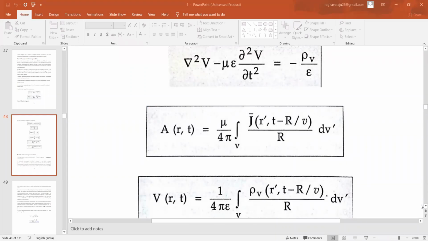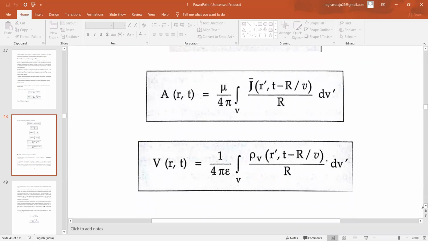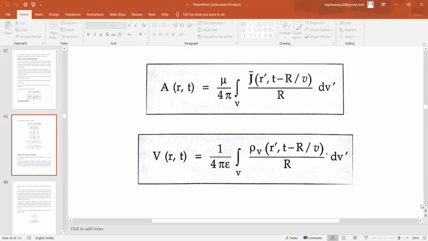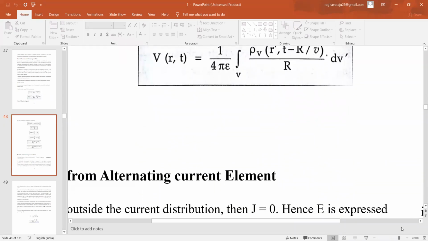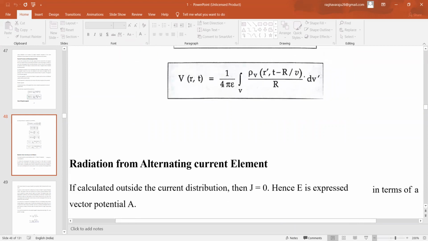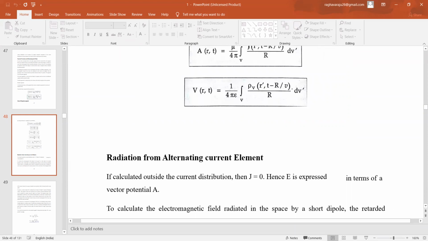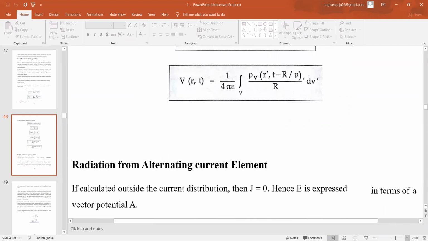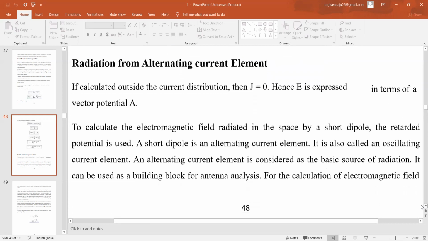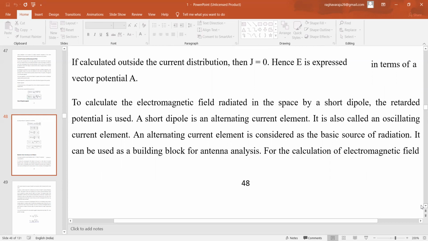So these two equations are popularly known as retarded potential expressions for thin linear antennas. So that we established some radiation from an alternating current element. If calculated outside, where the current expression J equals 0, the field can be expressed in terms of this vector potential capital A, to calculate the electromagnetic field radiated in the space by a short dipole.